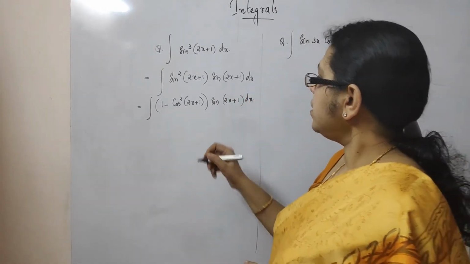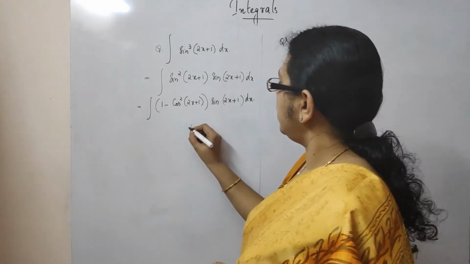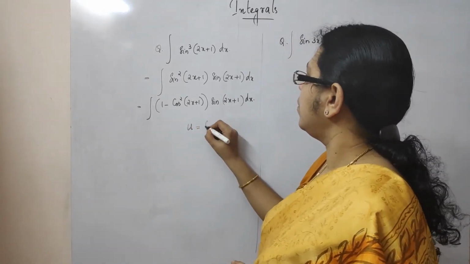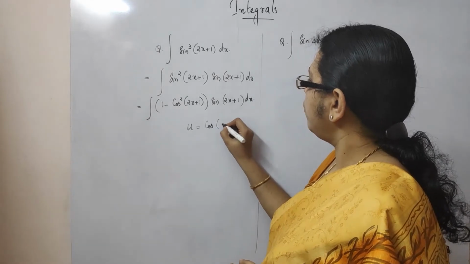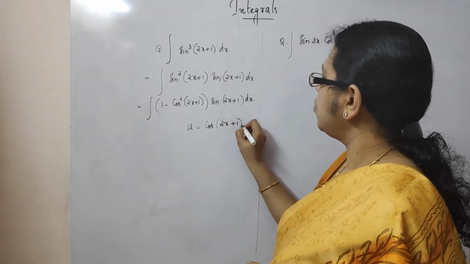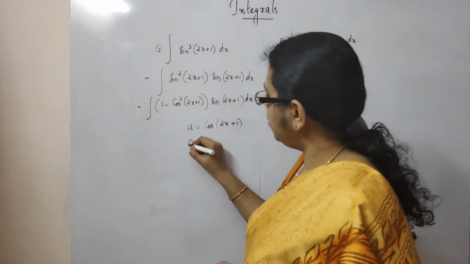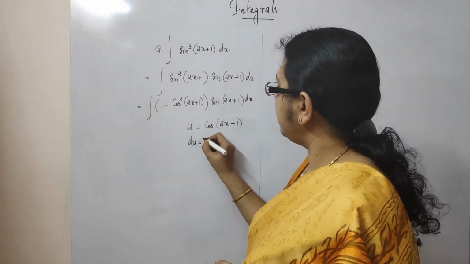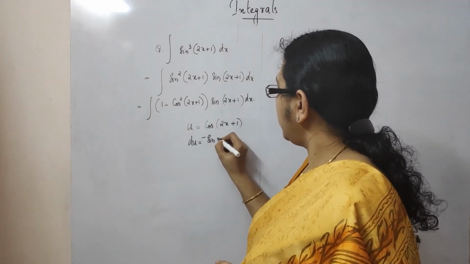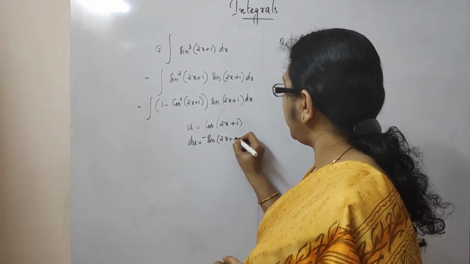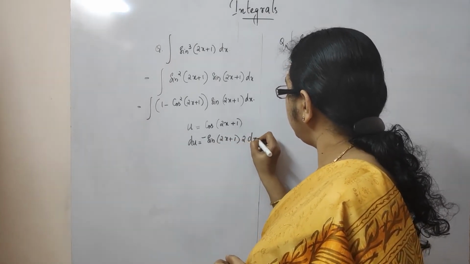Now I substitute u equal to cos of (2x plus 1). Now what do I get? du is equal to, what is the derivative? Minus sine of (2x plus 1) into 2 into dx.